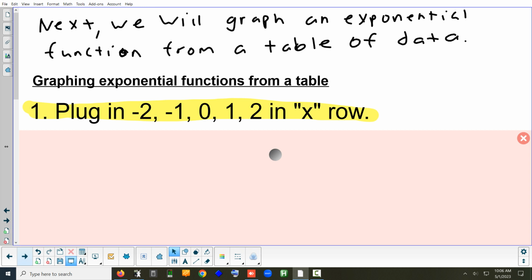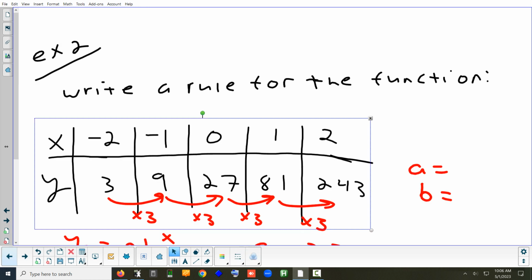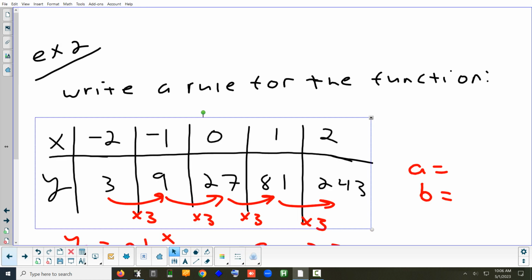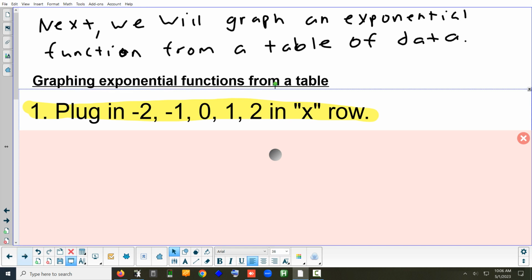All right, so step one. Step one, you're going to do what I've been doing for you. You're going to take the numbers -2, -1, 0, 1, and 2, and you're going to fill those numbers in for the X values, just like I've been doing in the table for you. You don't have to pick those 5 numbers, but those are the easiest ones to pick, so I would recommend doing it that way. So you're going to pick those 5 numbers.